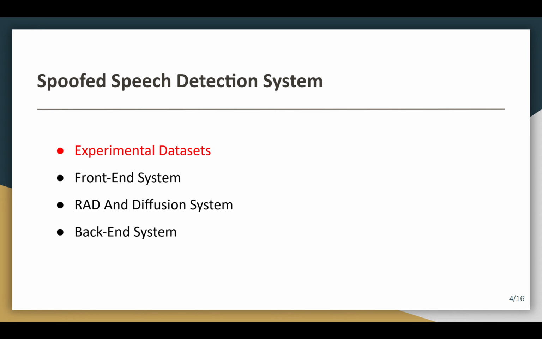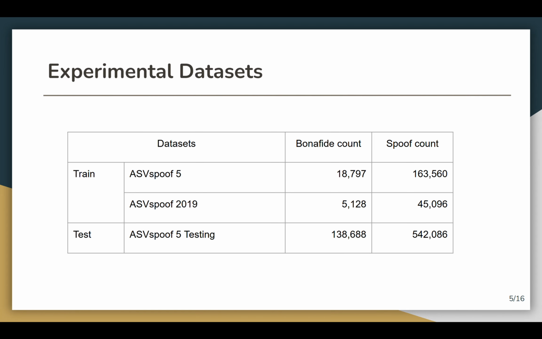Next, I'm going to talk about my experiment dataset. This table summarizes the datasets used in our experiment. For training, we combine bonafide and spoof samples from ASVspoof 5 and ASVspoof 2019, which provide diverse spoofing conditions. The evaluation is conducted on the ASVspoof 5 test set, which contains a large number of unseen spoof attacks. Overall, the datasets are highly imbalanced, reflecting the realistic deepfake detection scenario.